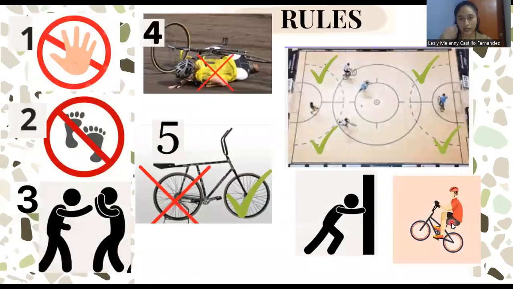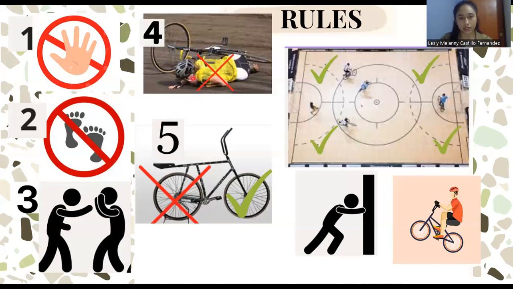So now we have the rules. Here there are some rules. For example, first, a ball which rebounds from the bicycle or the body of the player is permitted. Headers are also allowed, and it's imperative that in the game one hand of the player must be on the handlebars and one foot must be on the bicycle pedal. So you cannot touch the ball with your hand or with your feet, and you cannot push, hit, or make the opposite player fall off the bike.